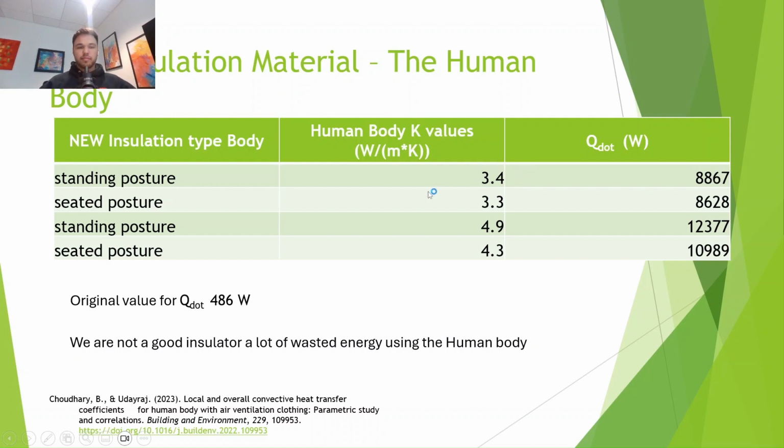So then going over the insulation material, which was the human body, we have these 4 different values. This is a standing posture, seated posture, and then the standing posture, seated posture. These were 2 different tests that they ran through. But as you can see, compared to the insulation that we had earlier, these are just incredibly bad values, and we are not a good insulator, and we should not be used as insulation. It's just a waste of energy. And this was the site I had down here.